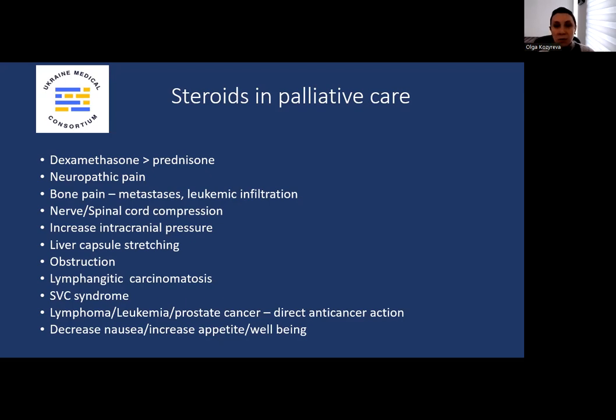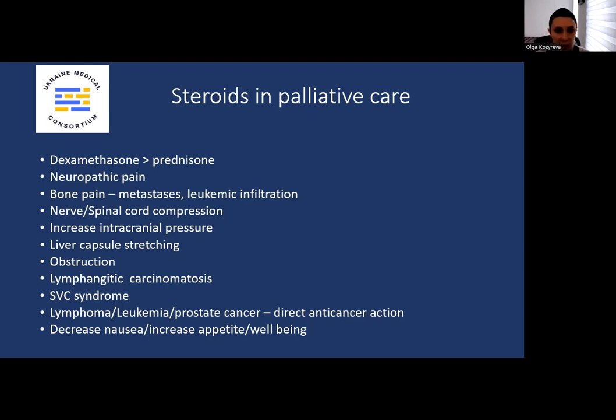So we use steroids for a patient who has spinal cord compression or any nerve infiltration, any nerve compression. We use them for a patient with increased intracranial pressure due to hydrocephalus related to occlusion by the tumor, meningeal involvement, or brain metastasis. We use them for different types of obstruction, for bowel obstruction, and again, this is not a long-term solution, this is a short-term solution. We use them for lymphangitic carcinomatosis and superior vena cava syndrome.